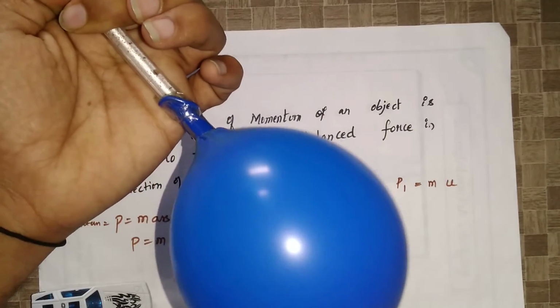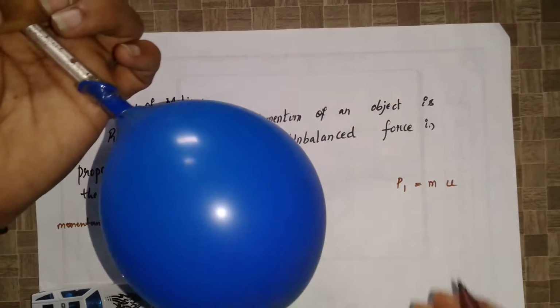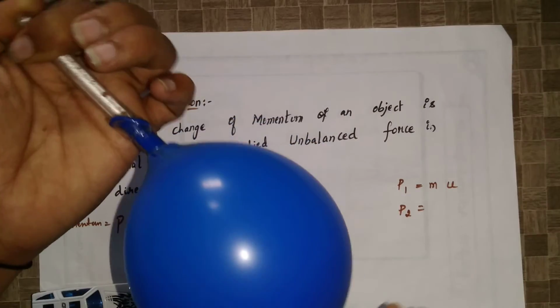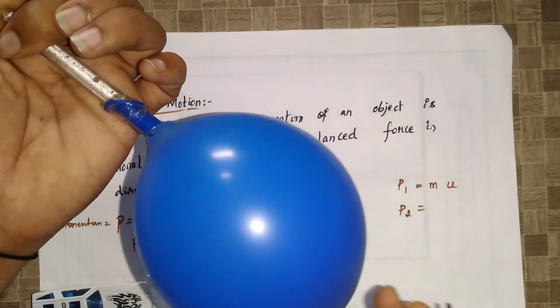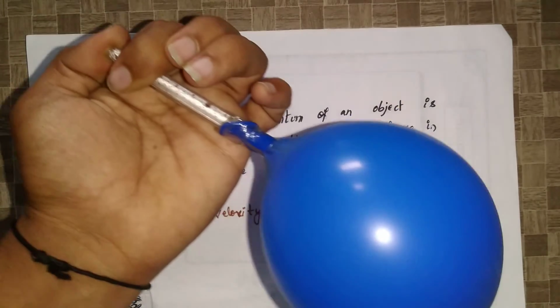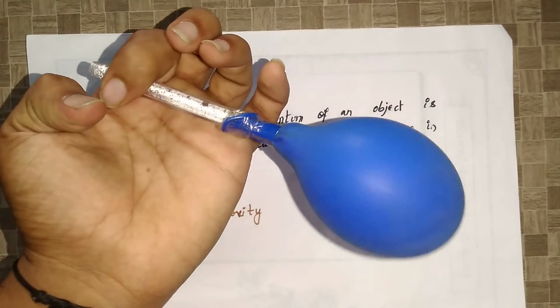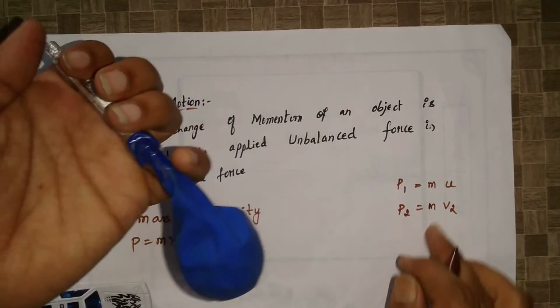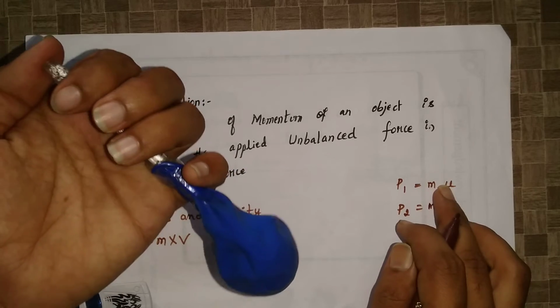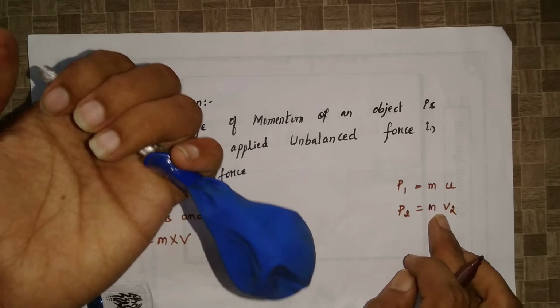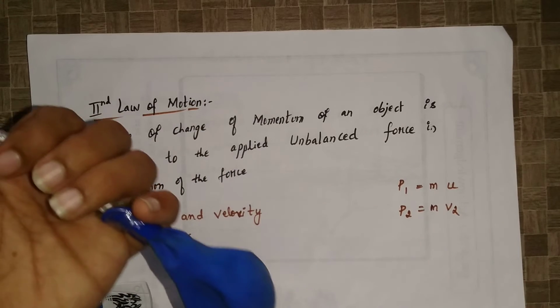If I release it, the velocity of the air will increase, and I take the velocity of the air inside this balloon as v2. So momentum is m into v2. Now observe what happens. All the air will go out. I take the initial velocity as u, because it remains at rest. When I release, it is in motion, so v2.